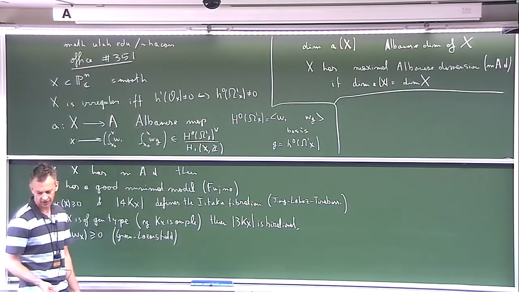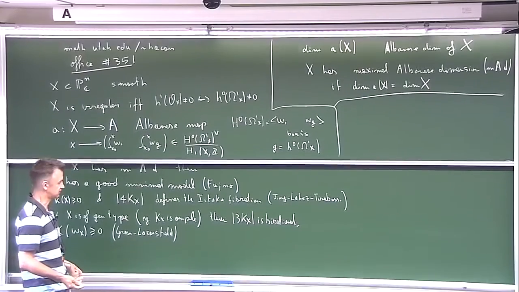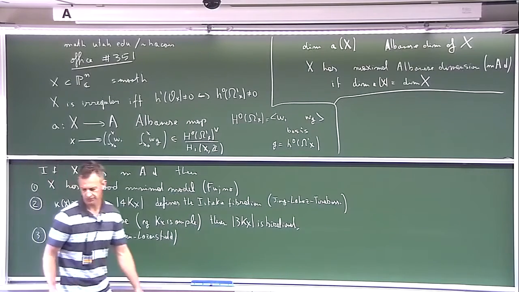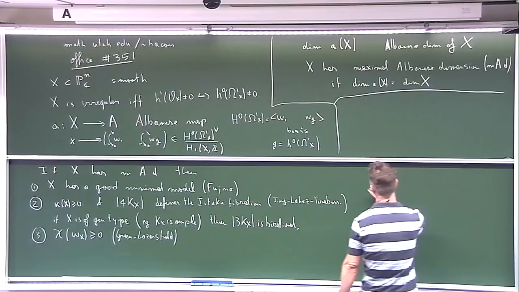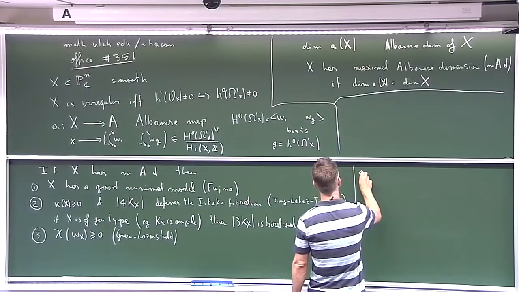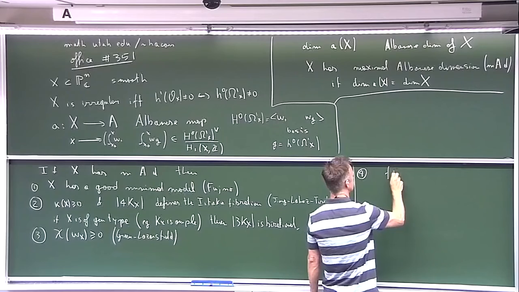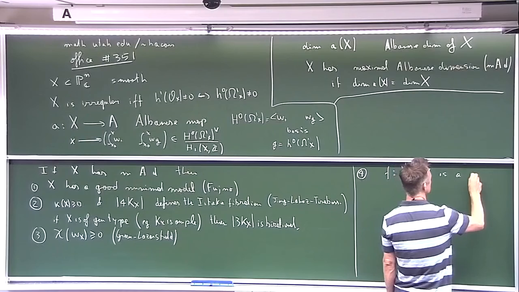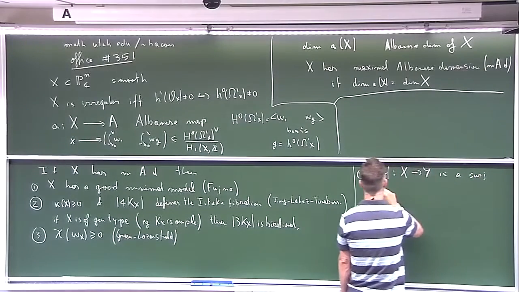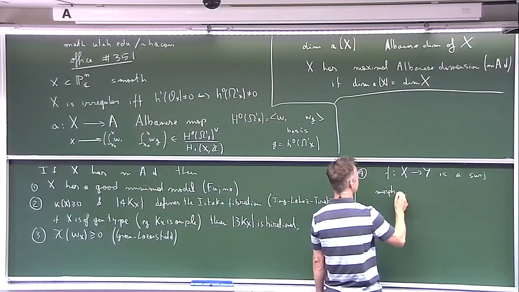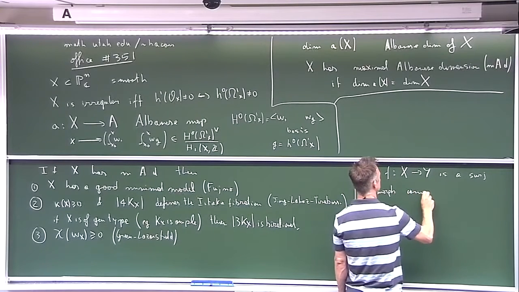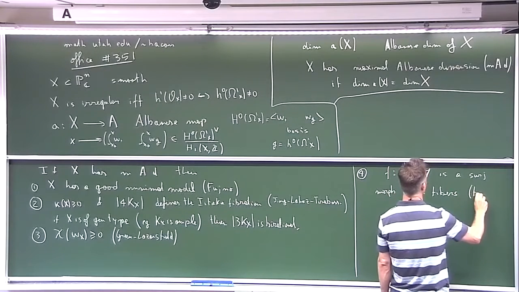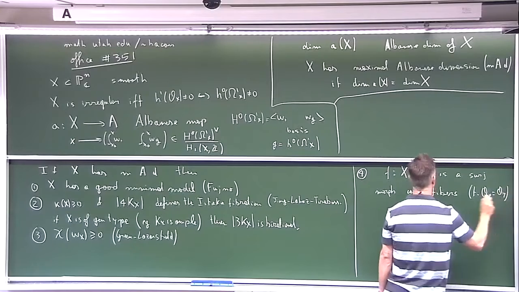Then the next result is quite sophisticated. So maybe I should use a new blackboard. Let's suppose that f from X to Y is a surjective morphism with connected fibers of smooth varieties, so in particular f_* of O_X is O_Y.